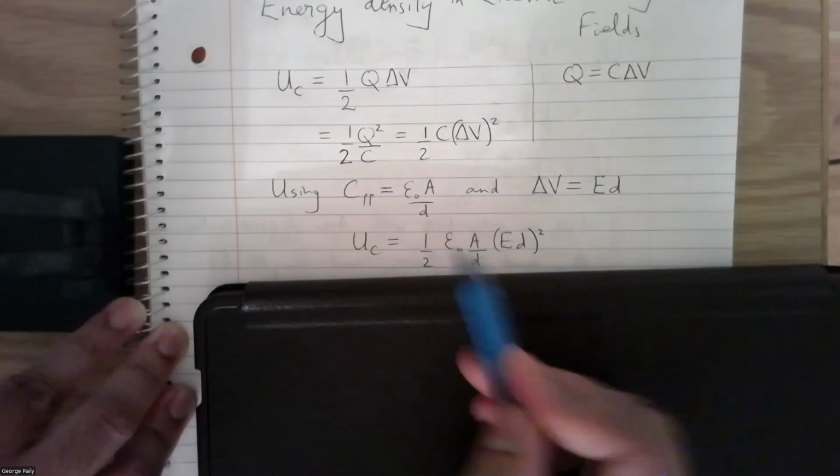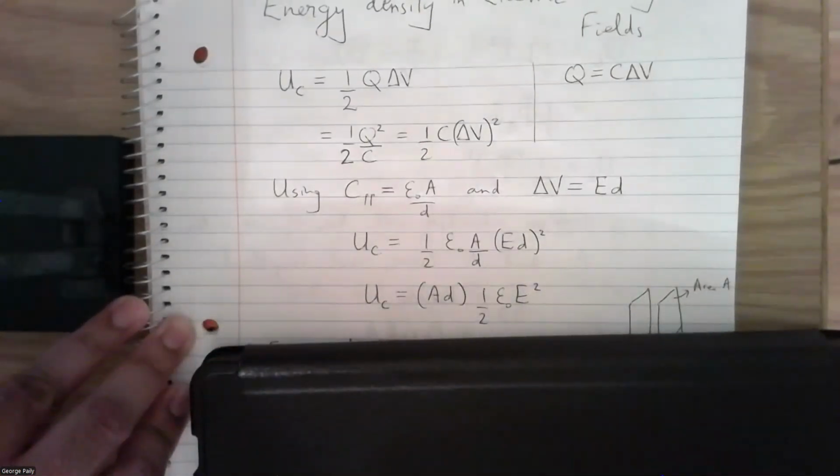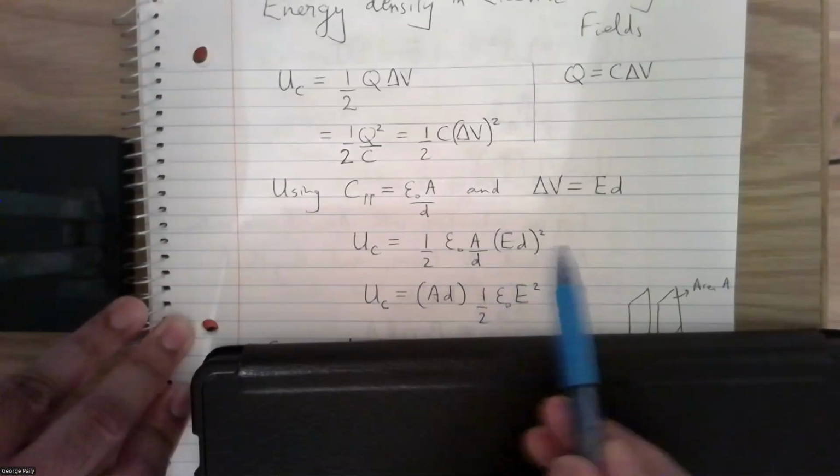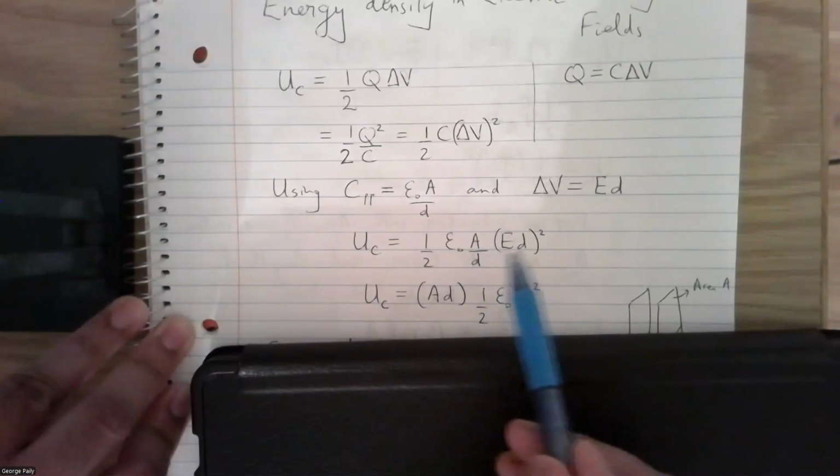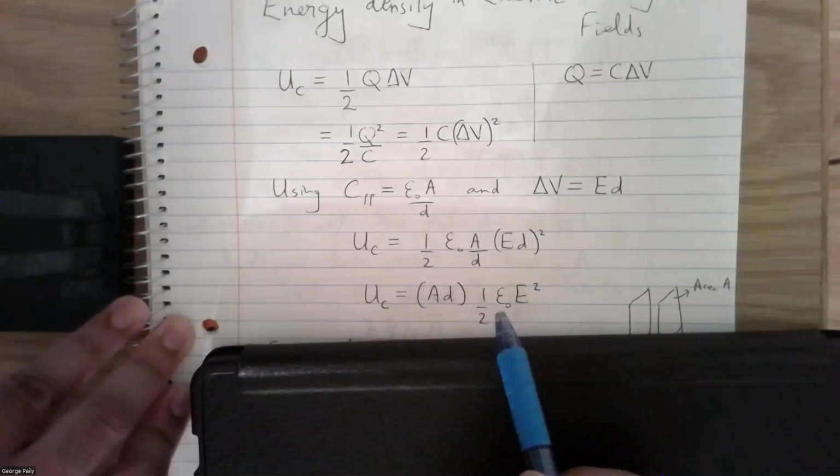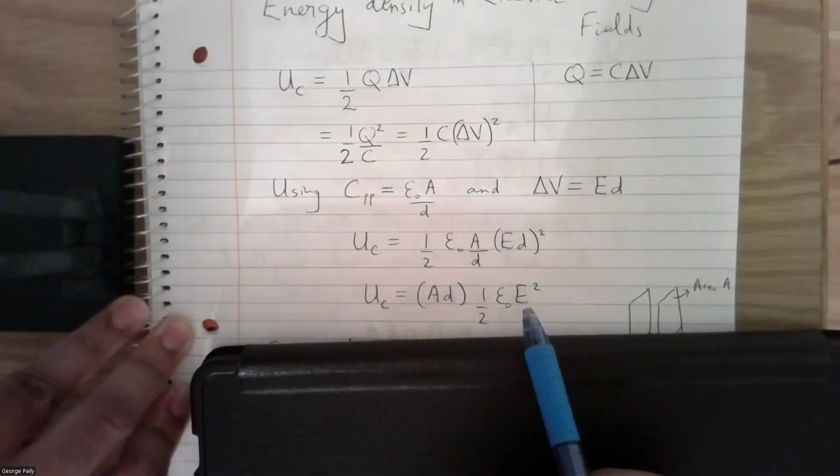All right, I can simplify this expression. What I'll do is, I canceled one of the D's, I gathered the A and D together, and then the remaining factors are 1/2 epsilon naught times E squared.